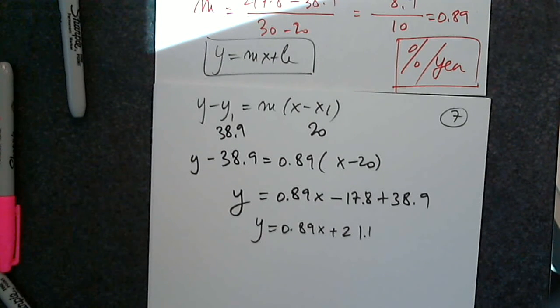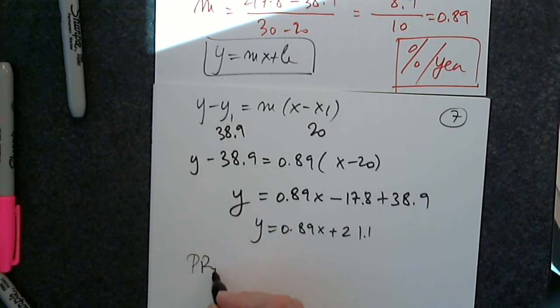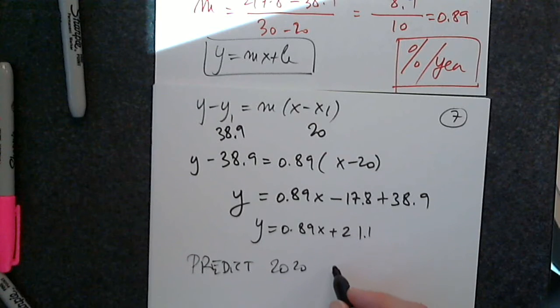Write the equation in slope-intercept form. We already did that. That's part B. And part C, use the linear function to predict the percentage of never married American females ages 25 to 29 in 2020. Predict the percentage in 2020.